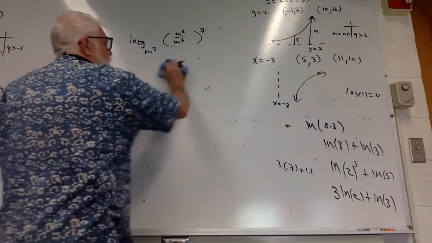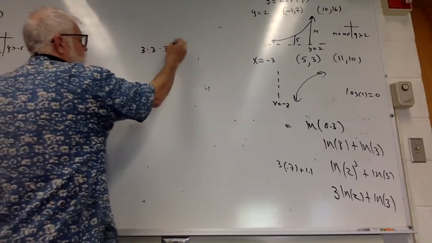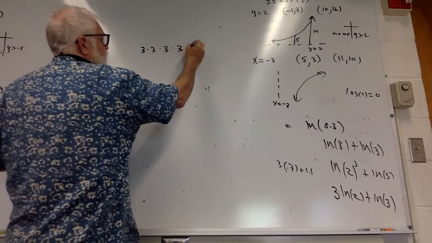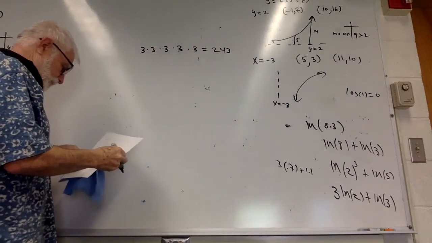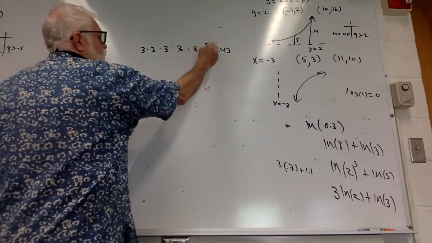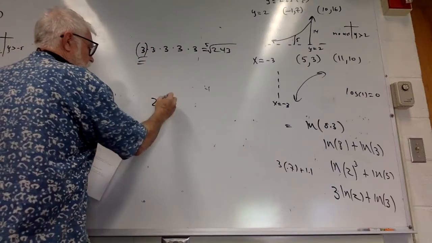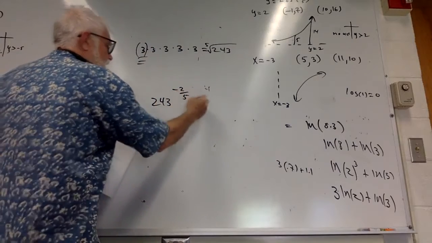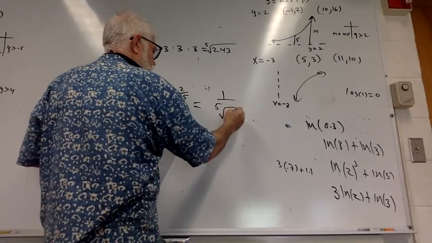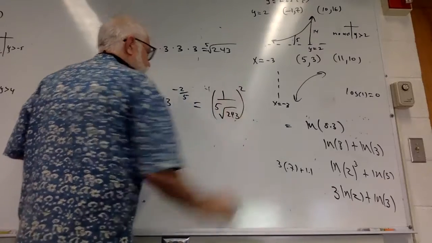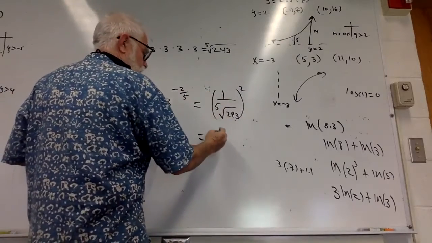243 to the negative 2/5. All right, 3 times 3 is 9, times 3 is 27, times 3 is 81, times 3 is 243, I believe. Let me check again. Yep. All right, so what is the 5th root of 243? It's obviously 3. All right, so 243 to the negative 2/5 is the same thing as 1 over the 5th root of 243 squared. Okay, I got the reciprocation, I got the 5th root, and I've got the squaring, and so that's 1/9.